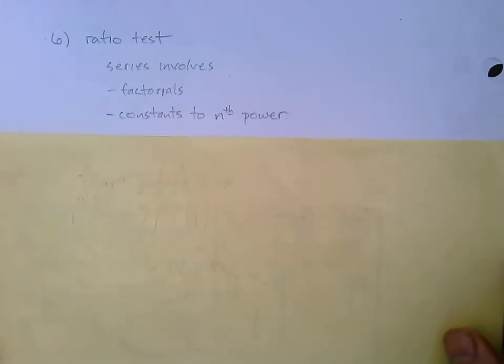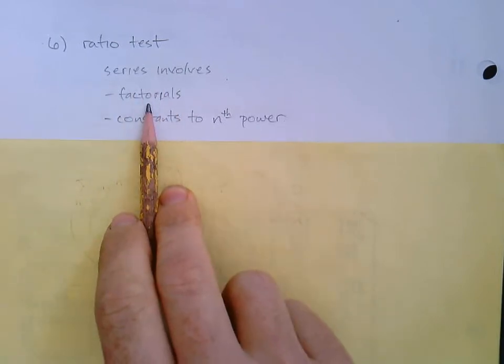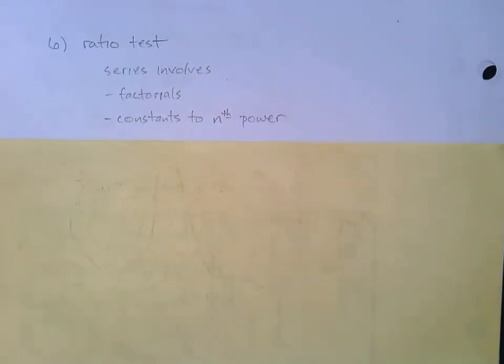There were a couple more tests here on our list. Next up is the ratio test. How could you identify from looking at your series that you would need to use a ratio test? There are a couple of key elements that you're looking for. The series might involve factorials. If your series has factorials, there's a very good chance that you're going to use the ratio test, or the ratio test will work well for that series.